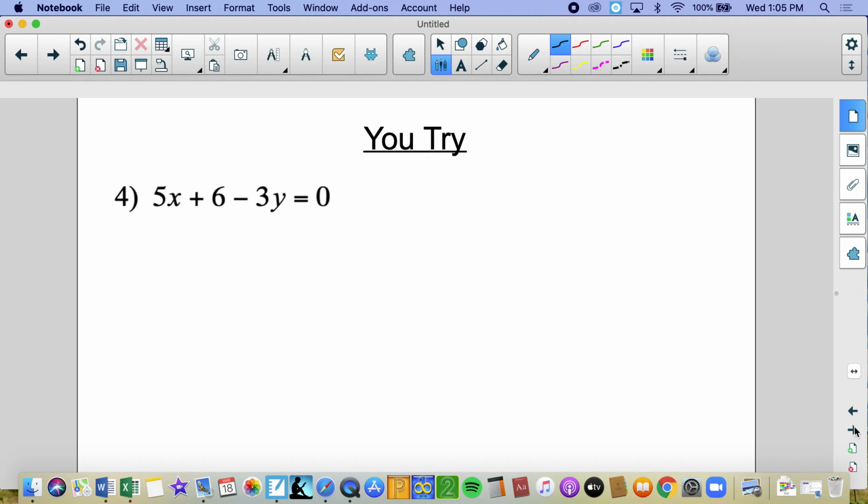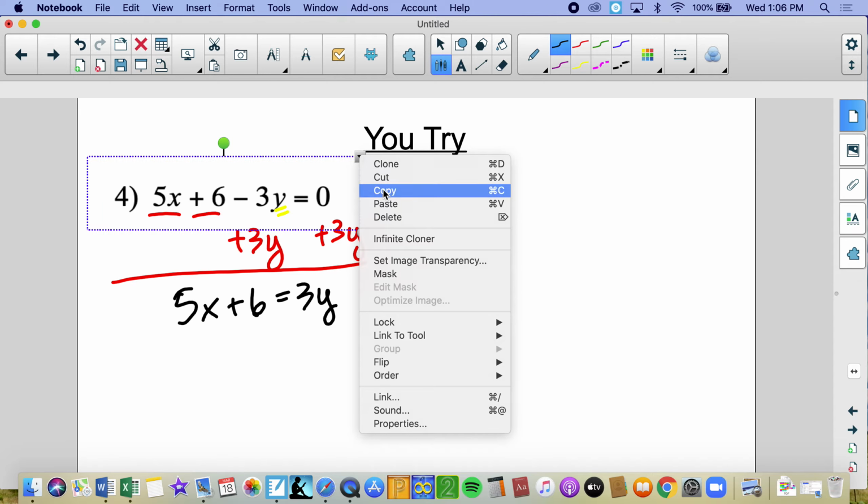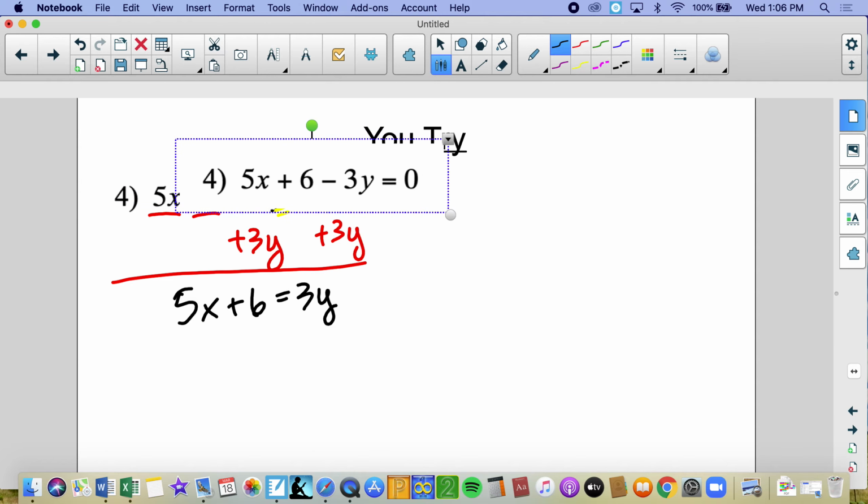So in this answer, I gotta get my y by itself. Again, this is a unique one because I have my x and my constant here. So to make it easier, I would just move the 3y across. And we're left with 5x plus 6 equals 3y. Some of you maybe moved the x and the constant over. If you did that, copy, paste.